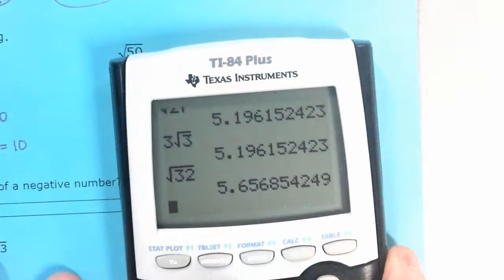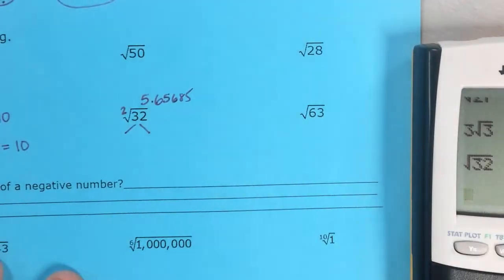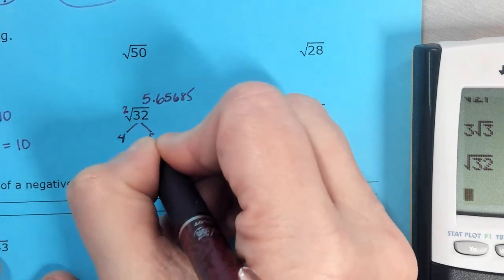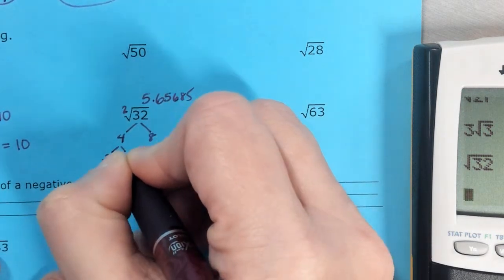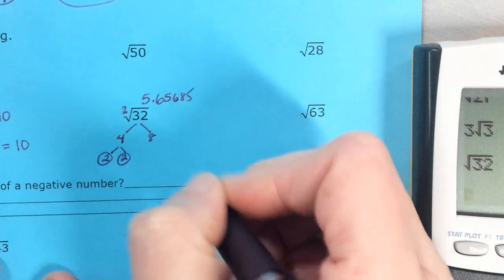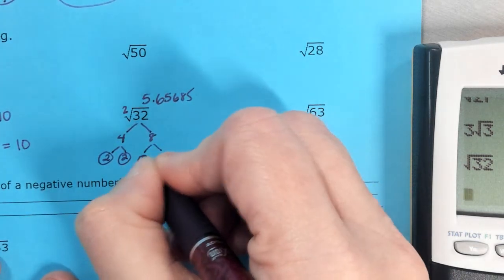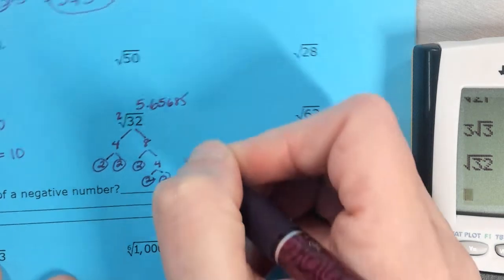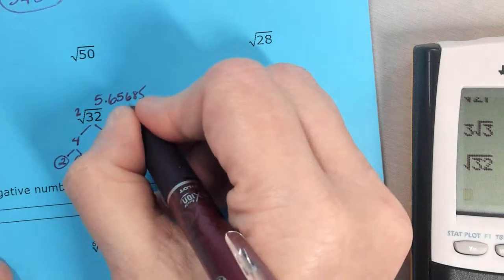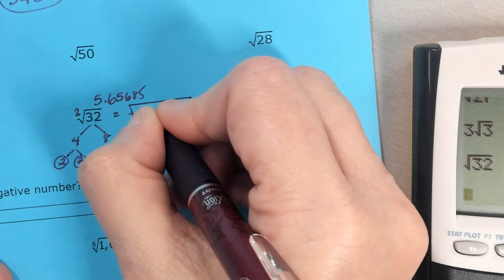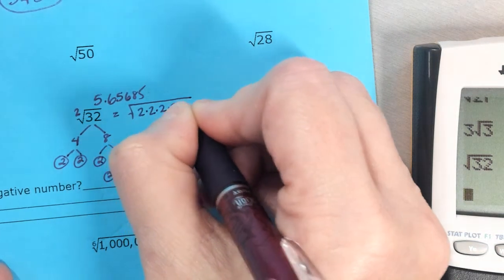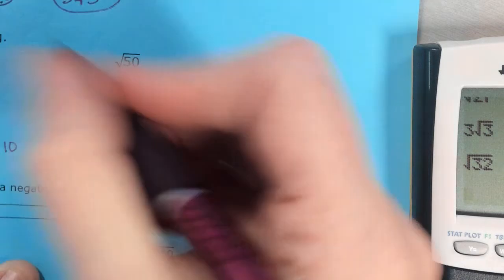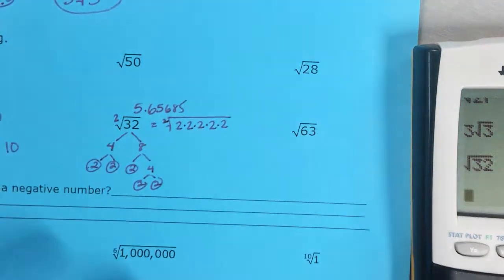Now, we both know that on STAR, you're already going to have that in your calculator. But let's do some prime factorization. Well, 32 is 4 times 8. 4 is 2 times 2, and those are prime, so I can circle them. 8 is 2 times 4. 4 is 2 times 2. So 32 is 2 times 2 times 2 times 2 times 2, because I had 1, 2, 3, 4, 5 2's.